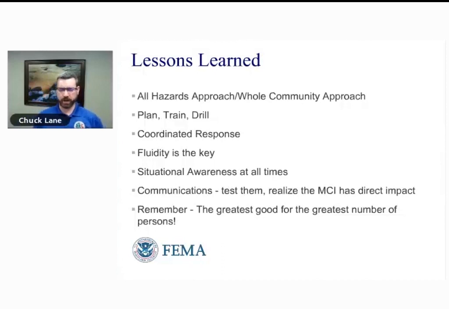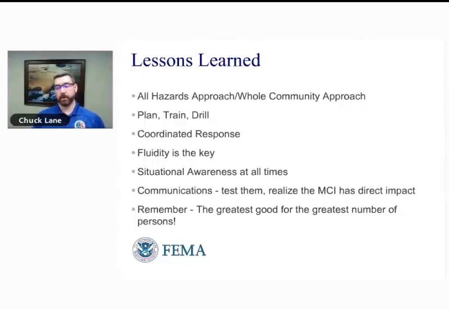When you drill and you exercise, document it. Look for the gaps, find your opportunities for improvement, document those opportunities for improvement, and then fix them. Make an improvement plan, and then actually put work into it. You don't want something to happen and say, yeah, we knew about that, but what can you do?